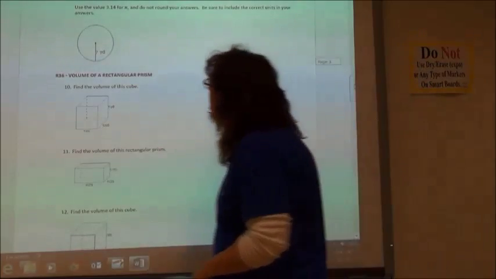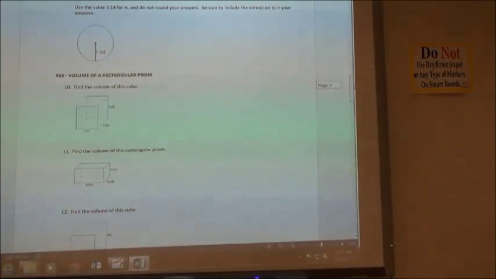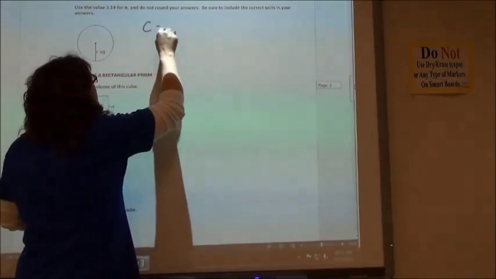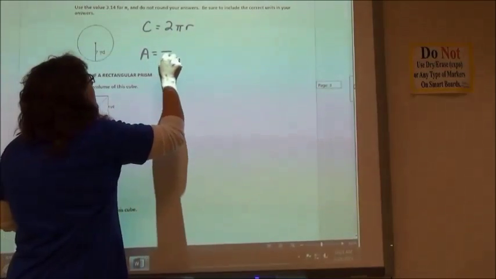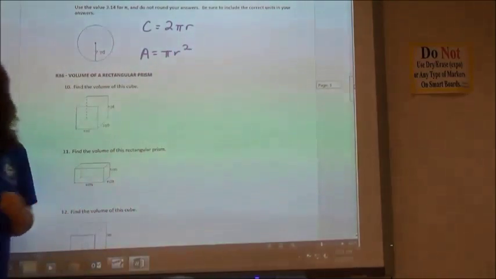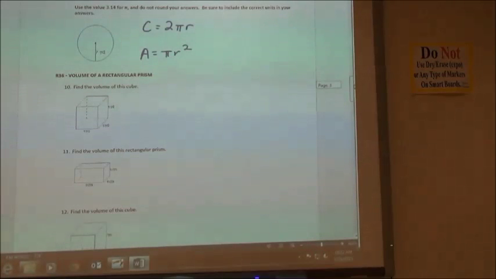Number 9 then, it says find the circumference and area of a circle with a radius of 7 yards. So they went back to giving you the radius. Circumference, 2 times pi times r, area, pi r squared. So go ahead and find your 2 values there. We're doing homework day 4, and we're on number 9 for those of you that just snuck in.